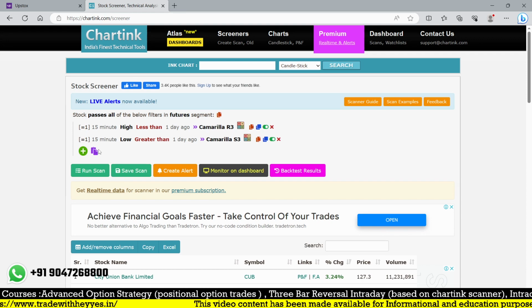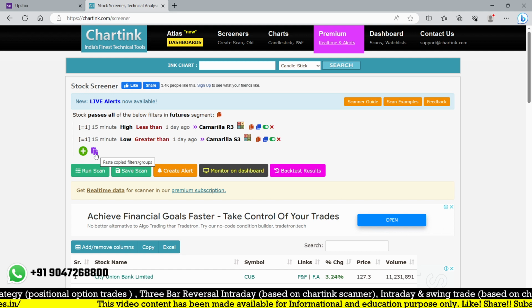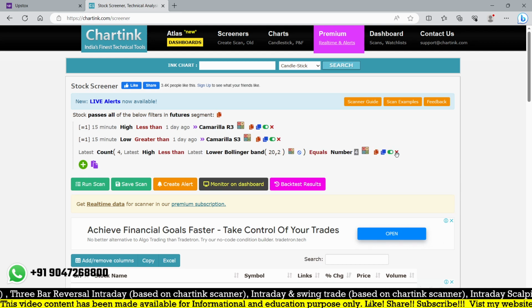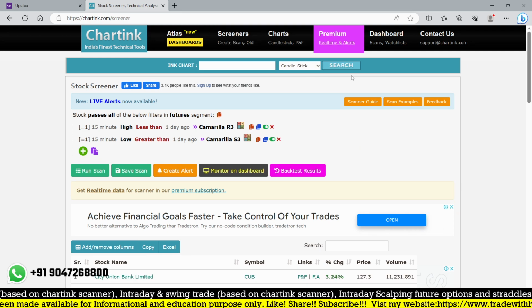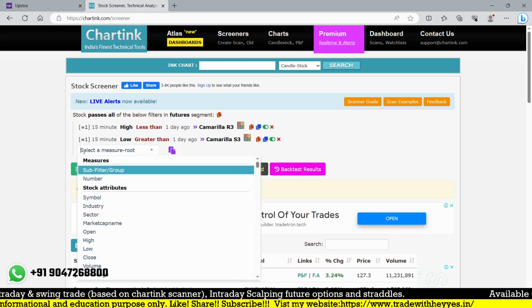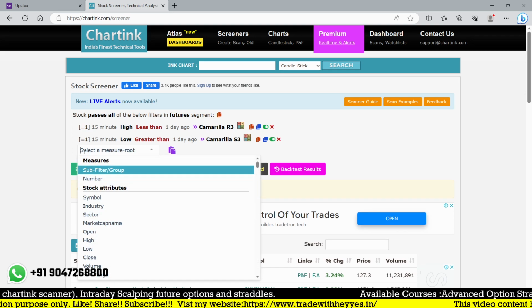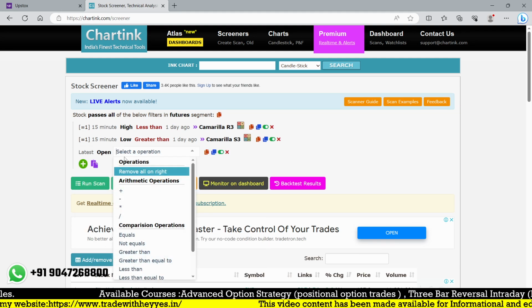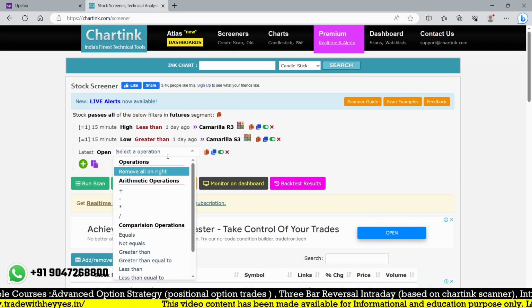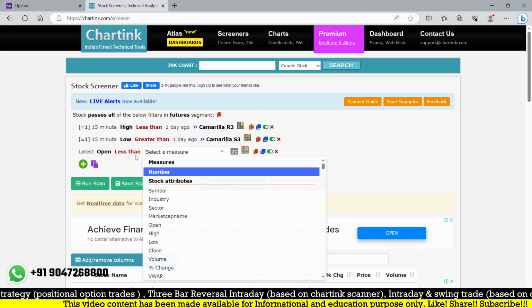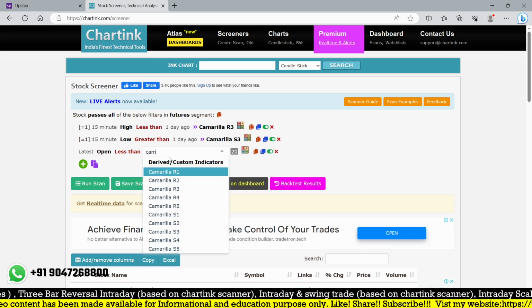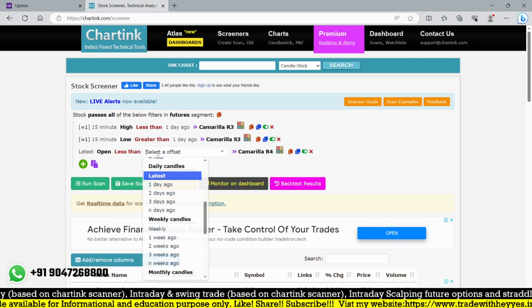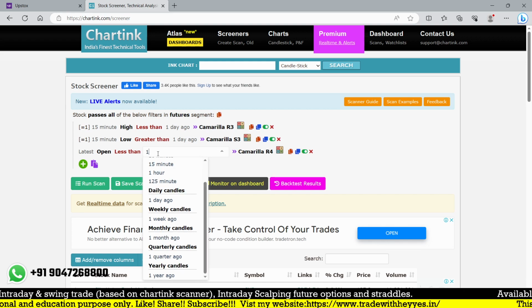Simply, we can use subgroup filters, or in this particular case we can focus only on the R4 breakout or S4 breakdown. So let me go and check the open. The latest open must be less than Camarilla R4. That is on the 15 minutes.